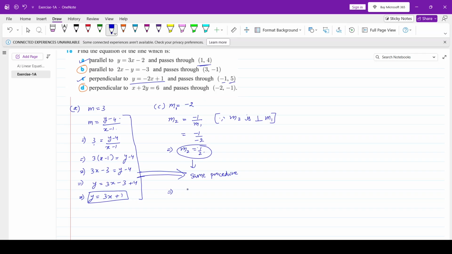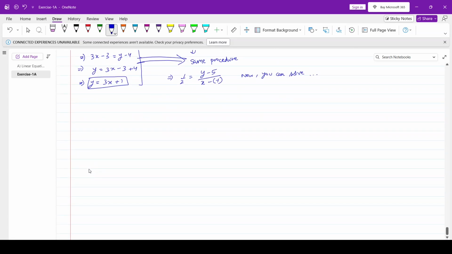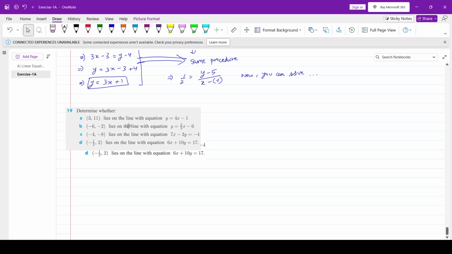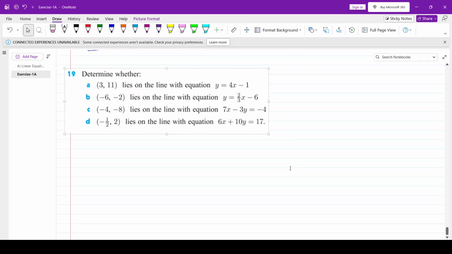So let me write the equation. Half is equal to y minus 5 over x minus -1. Now you can solve. I'll move on to the next question. I'll hurry now because we have spent too much time on this exercise.